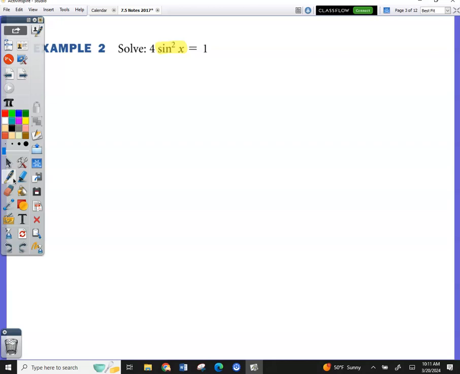What do I need to do first? Divide by 4. And then what do I do? Take the square root.